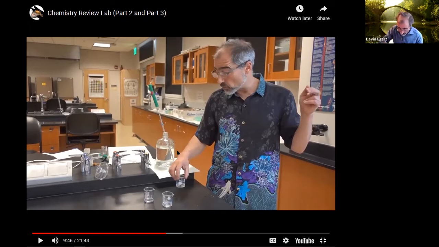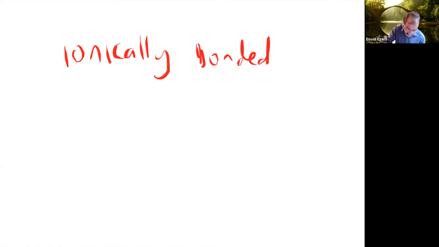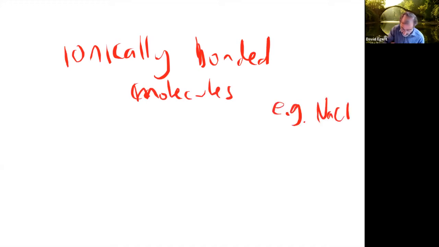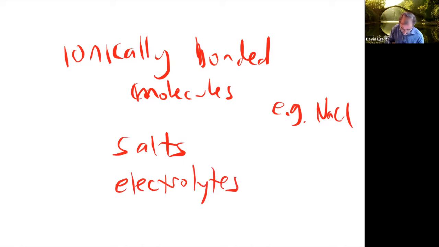So I should probably just briefly, when we talk about ionically bonded molecules, for instance, NaCl, sometimes we call them salts, sometimes we call them electrolytes. Electrolytes also form ions, because electrical is involved with conducting electricity.